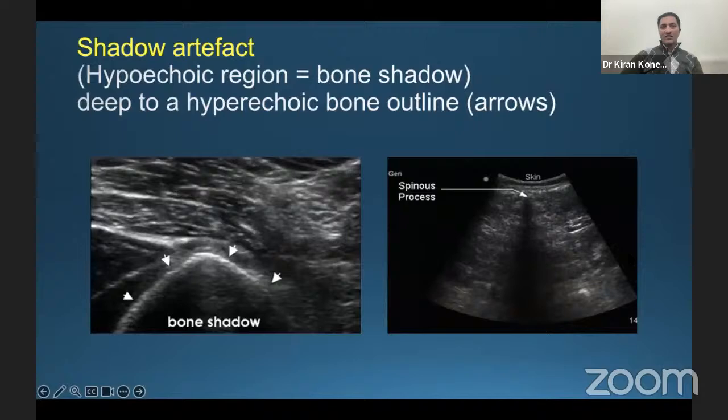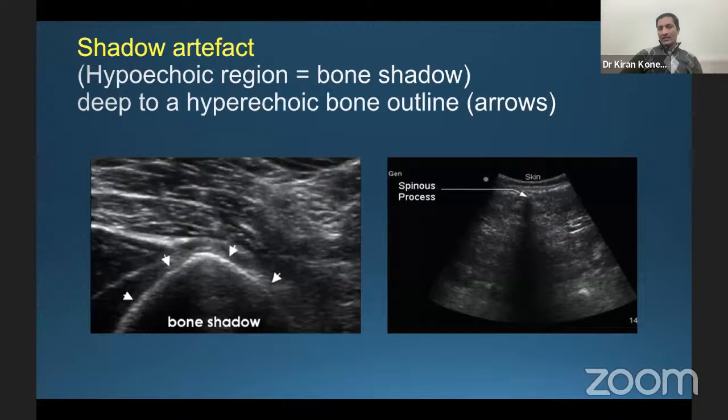Then we have shadow artifacts, where we see the hypoechoic region, like a bone shadow, deep to a hyperechoic bone. If I were to show the left sided image, where you see the arrow marked one, the bone, which is hyperechoic, just below that one, because the ultrasound is not able to penetrate and go through the bone, you tend to see a hypoechoic, which is the dark area below it, and that can be one of the artifacts.